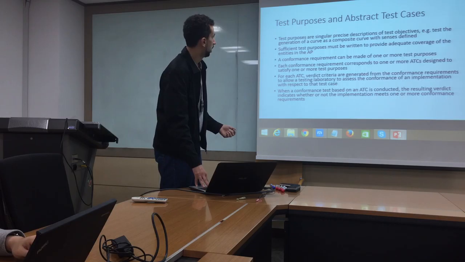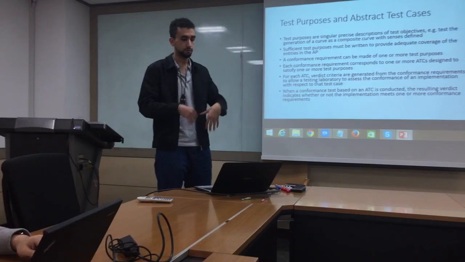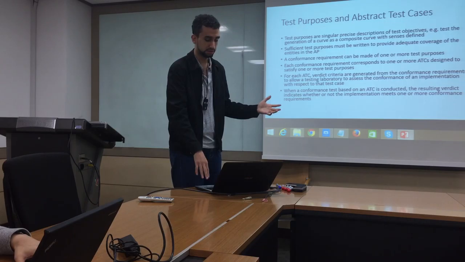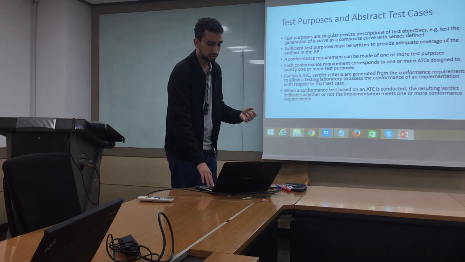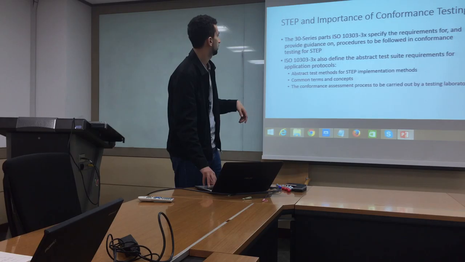So for each test case, we have a certain verdict criteria. A test case can test multiple test purposes, and if it's successful, then we move to the next test case, and so on. When all the test cases covering the conformance class are successful, or passed with the passing result, then that means the vendor or the application or the implementation conforms to the standard. Again, this is the slide or the example the professor gave, so I'm just going to skip over.